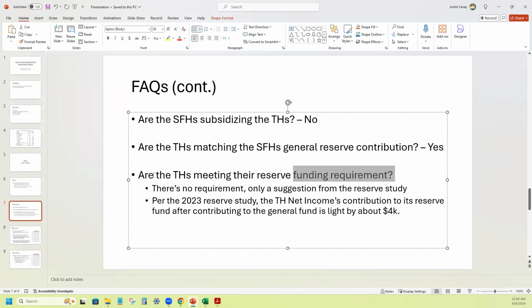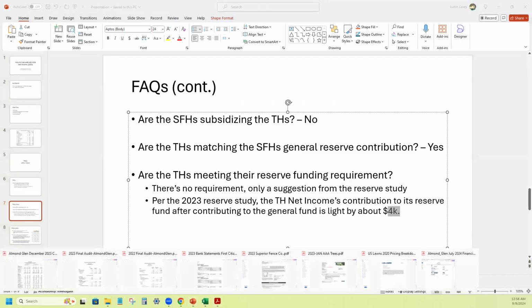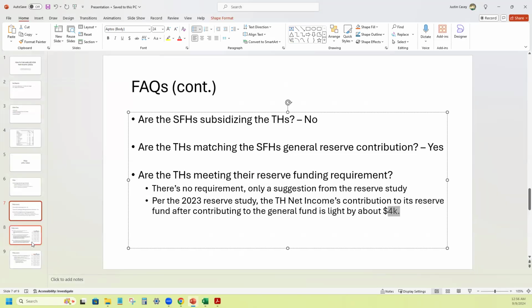Okay, are the townhomes meeting their reserve funding requirement? This is an important question. There's no requirement, only a suggestion from the reserve study. But if you go off of the reserve study, per the 2023 reserve study, the townhome net income after contributing to the general fund was light by about $4K. So interpret that however you'd like to.